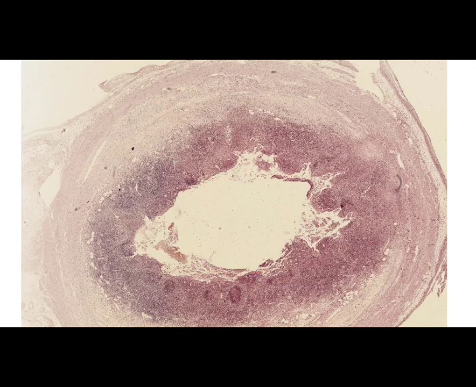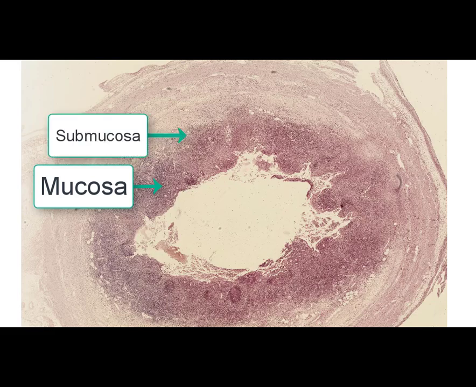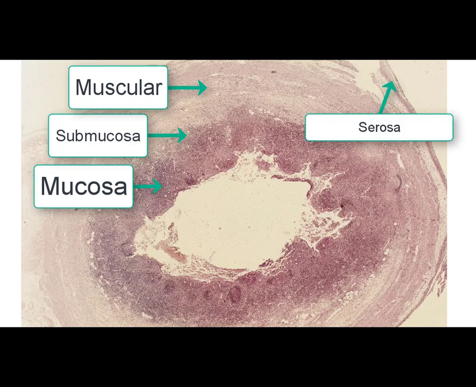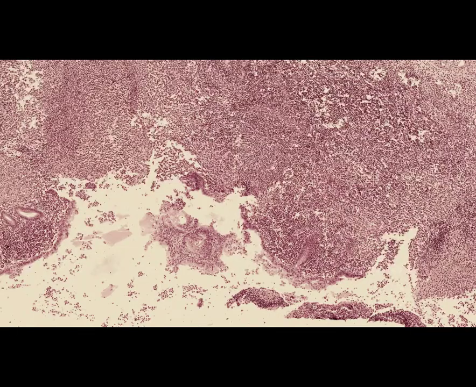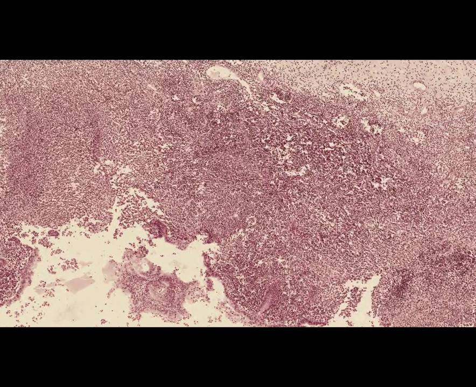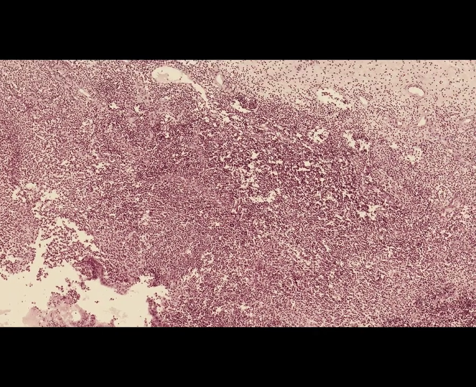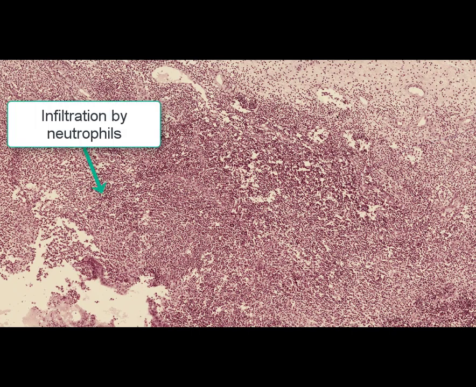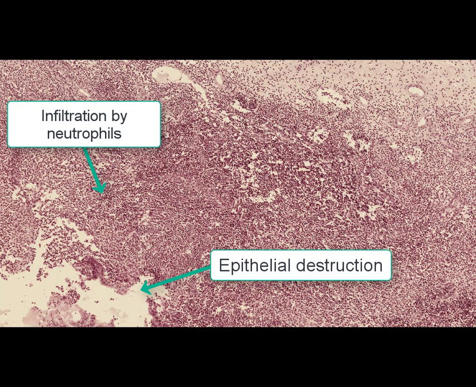A characteristic feature of the phlegmon of the appendix is damage of all the layers of the organ. Means damage of the mucosa, submucosa, muscular layer, as well as serosa. At higher magnification, the most pronounced neutrophilic infiltration can be observed in the mucosa and the submucosa of the vermiform process or appendix. So here we can see infiltration by neutrophils as well as epithelial destruction.